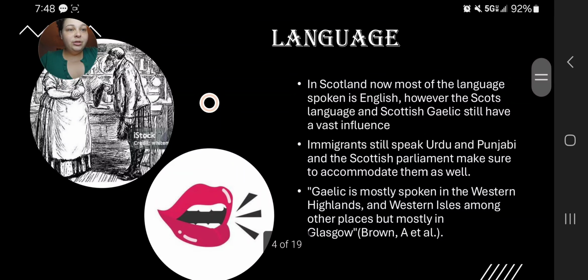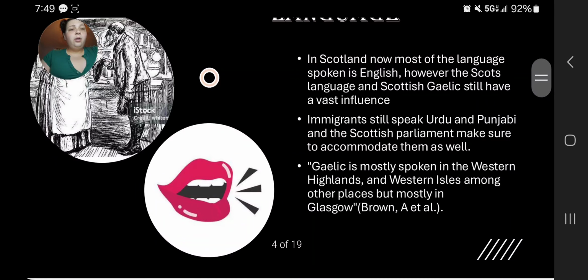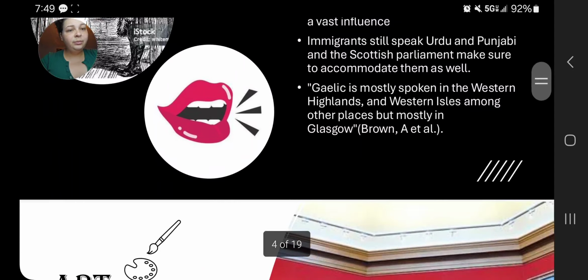And now we're going to talk about their language. In Scotland now, most of the language spoken is English. However, the Scots language and Scottish Gaelic still have a vast influence. They do have immigrants in Scotland as well, and it is a good thing that their parliament and government are able to accommodate them. So certain paperwork and documents are available in their language. And Gaelic is mostly spoken in the Western Highlands and Western Isles, among other places, but mostly in Glasgow.